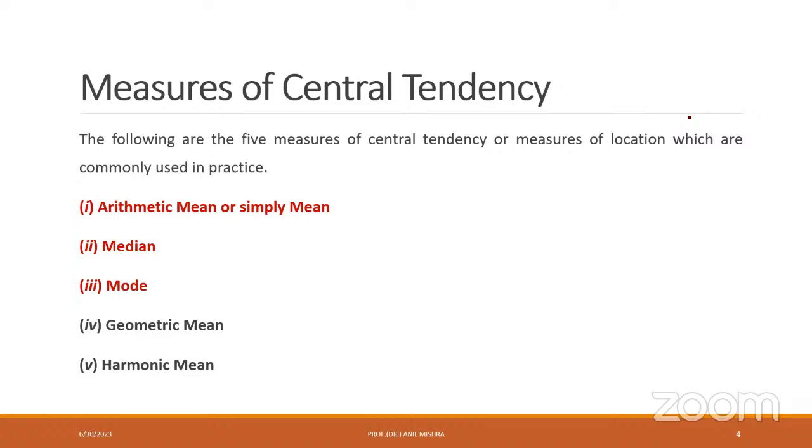Let's start with the first one, the arithmetic mean. Mark it here: 1, 2, 3, 4, 5. Out of these, the first 3, the arithmetic mean, geometric mean, and harmonic mean, are quantitative measurements, which we can calculate quantitatively. And these two also.